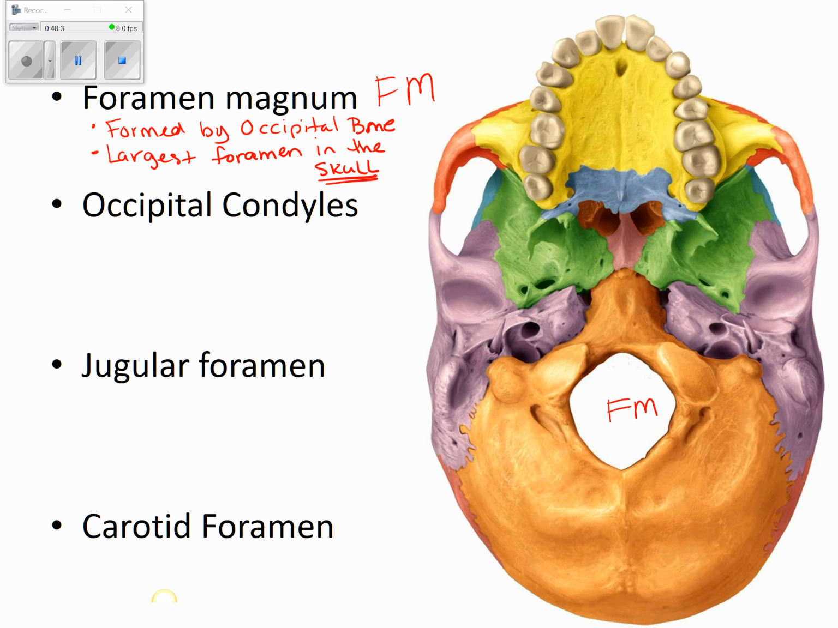Okay. So next you have the occipital condyles, and I'll abbreviate those OC. They are on each side here of the foramen magnum. So your occipital condyles, that's this little area here. What they do is they are formed by the occipital bone as well, and it articulates with the C1 vertebra, the atlas.